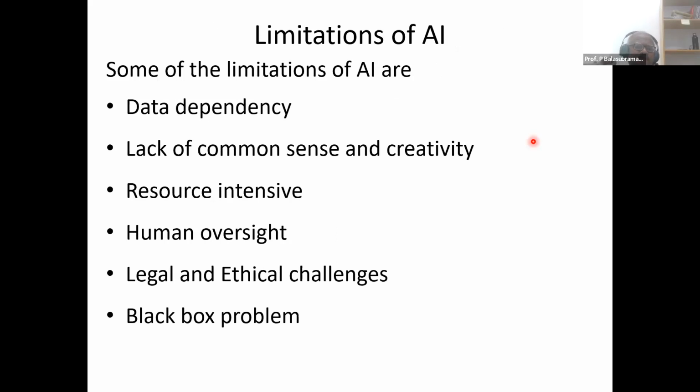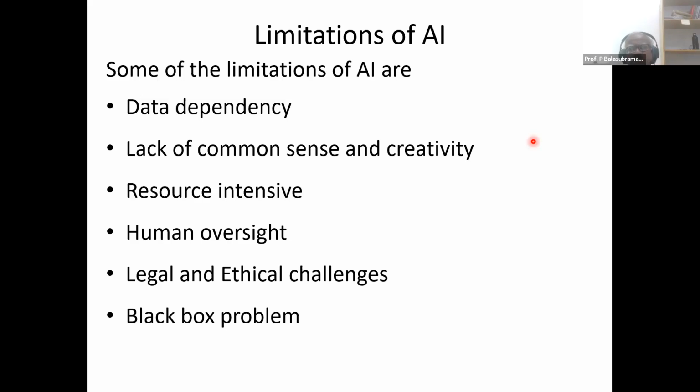For example, data dependency. Whenever you want to do artificial intelligence, a lot of data is required. Without data, nothing is possible. Therefore, data dependency is one important thing. And machines do not have common sense or creativity. Whatever you tell, it is performed by the machine. Therefore, lack of common sense is probably one of the stopping points.